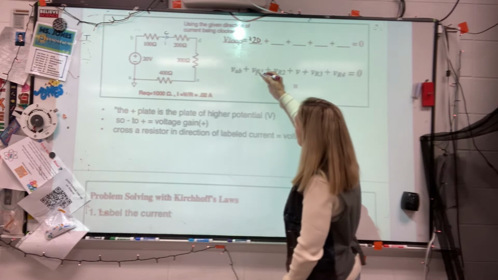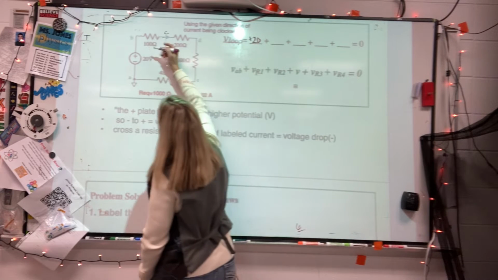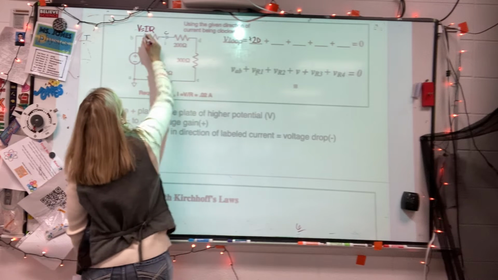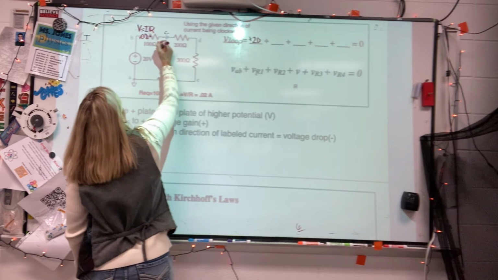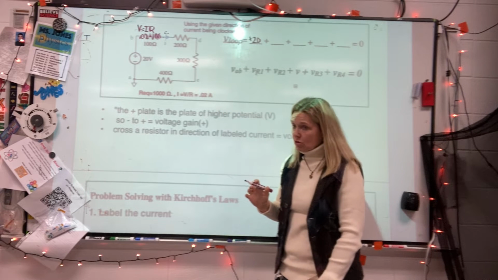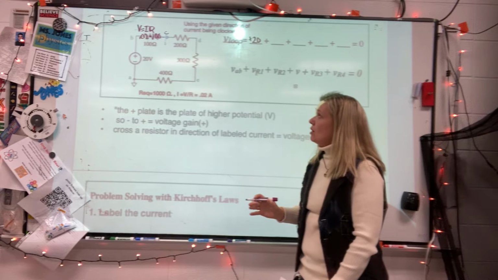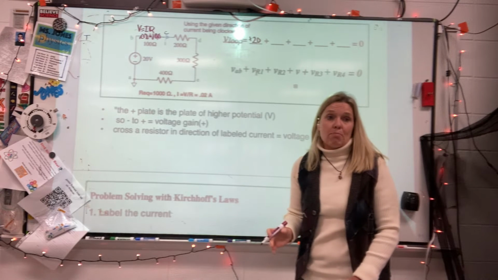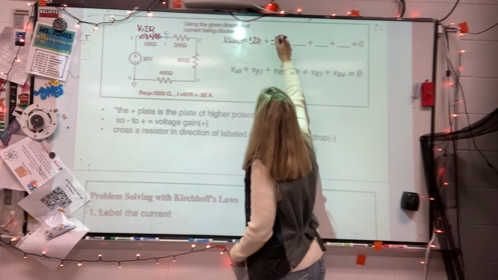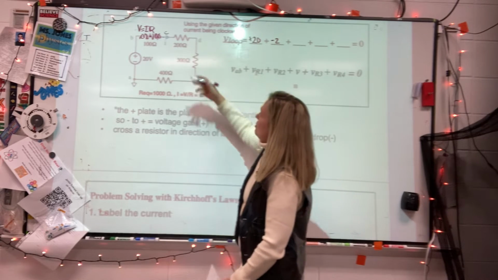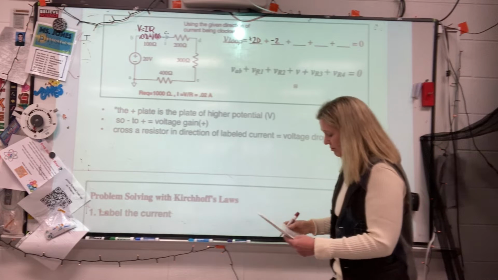Okay, so remember, I want V here. How am I going to find V here? V equals IR. Don't I know the I, 0.02, and my R is 100? So that would give me 2 volts, but it's a drop. It's negative. Okay? And can we figure out what the next one's going to be?